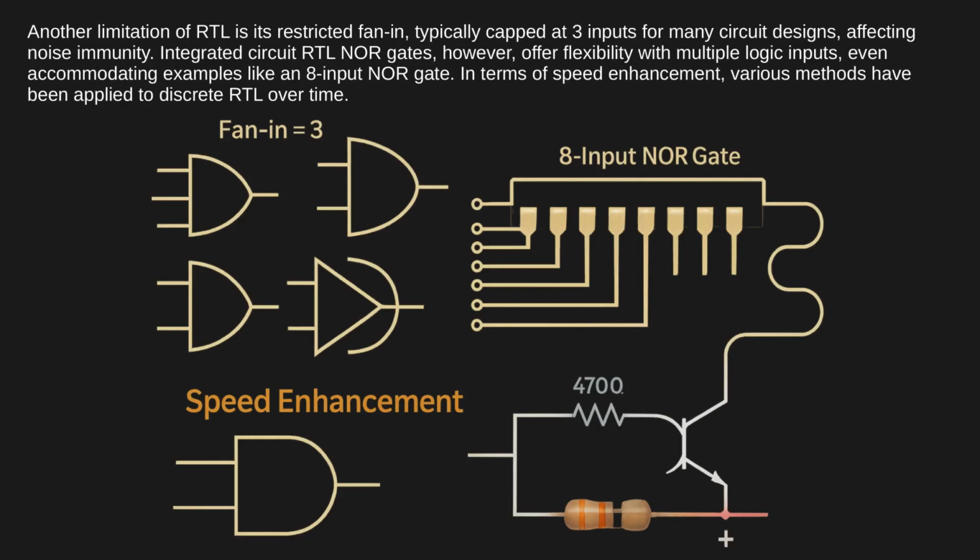Another limitation of RTL is its restricted fan-in, typically capped at 3 inputs for many circuit designs, affecting noise immunity. Integrated circuit RTL NOR gates, however, offer flexibility with multiple logic inputs, even accommodating examples like an 8-input NOR gate. In terms of speed enhancement, various methods have been applied to discrete RTL over time.